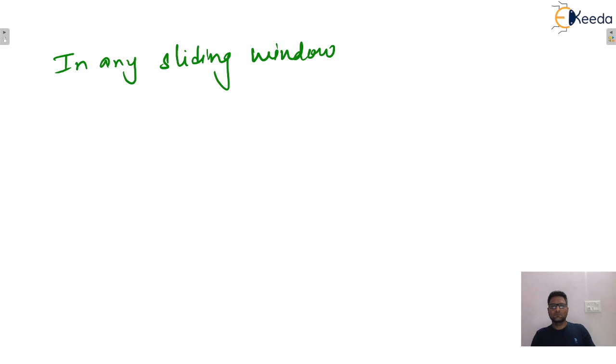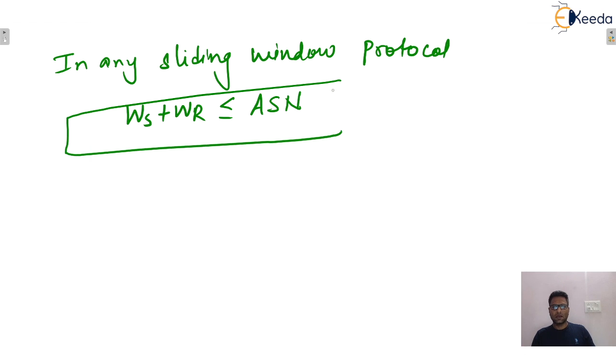So ultimately we can say that in any sliding window protocol, the sender window plus receiver window size must be less than or equal to the available sequence numbers. ASN stands for available sequence numbers, isn't it?